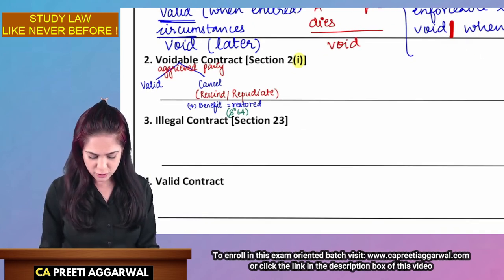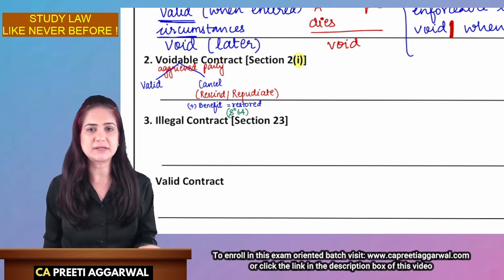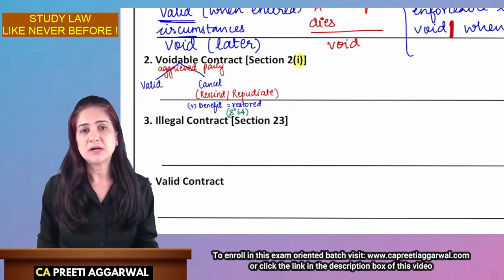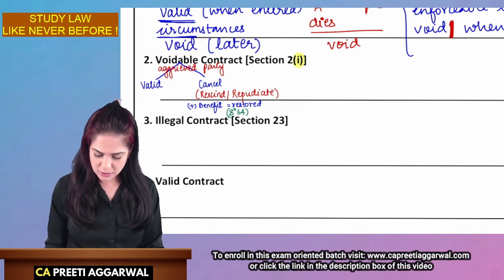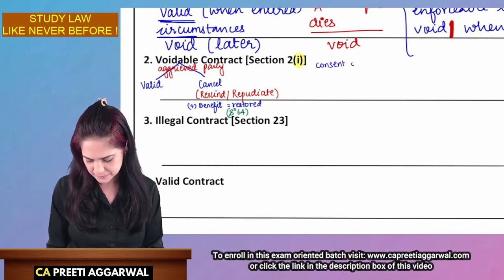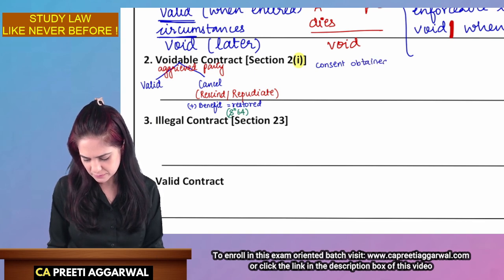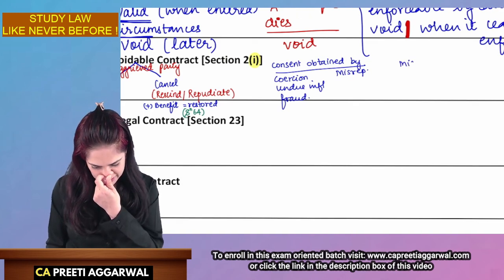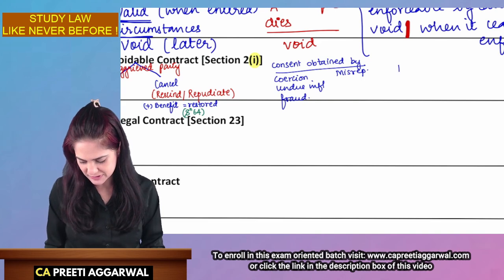So in case of voidable contracts, aggrieved party, the contract is enforceable at the option of one party but not at the option of the other. So such options are available. Now, when is the contract voidable? When the consent is obtained by, tell me, coercion, undue influence, fraud, misrepresentation. Will I write mistake? No. Mistake is void. That also bilateral mistake.